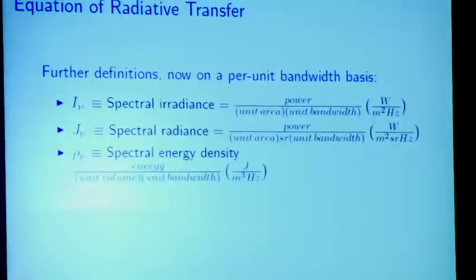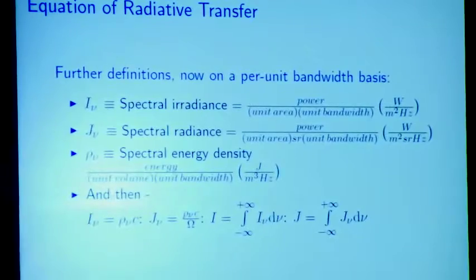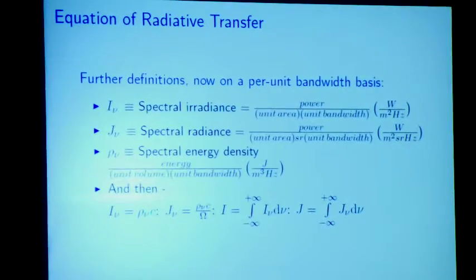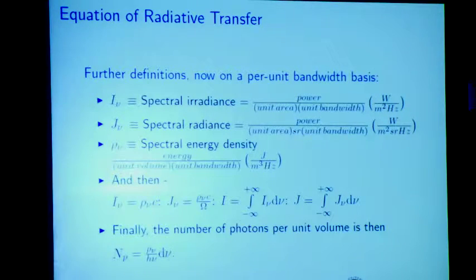There's a spectral irradiance as well. Spectral energy density, joules per cubic meter per hertz. And you can relate those to each other. The spectral irradiance is equal to the density times the rate at which it moves, if you think about it, density as it's moving along. Density times the speed at which it moves. The radiance is equal to that over the solid angle. The irradiance is equal to the spectral irradiance integrated over the different wavelengths that are available, whatever the interaction might be. And then J is given by a similar expression. The number of photons per unit volume is then given by this.